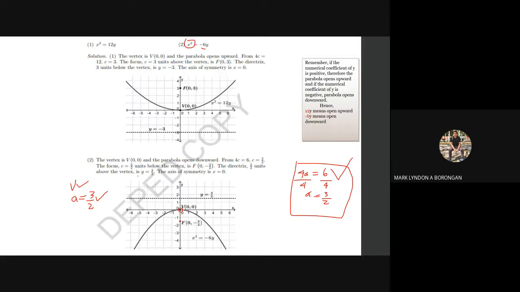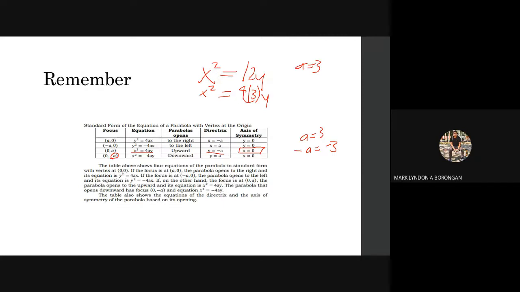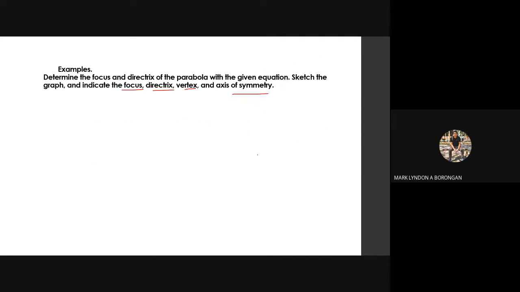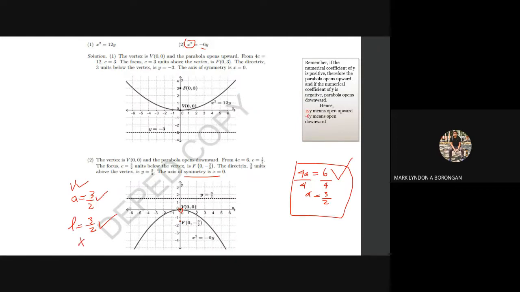Next is our directrix. For our directrix, our parabola opens downward. And our parabola always turns its back to the directrix. So if it turns its back downward, this means the directrix is up, which is positive. So positive 3 halves is our directrix. That is 3 over 2. Check. Axis of symmetry, this is basic, guys. Our axis of symmetry is x equals 0 again. So that's all, guys.